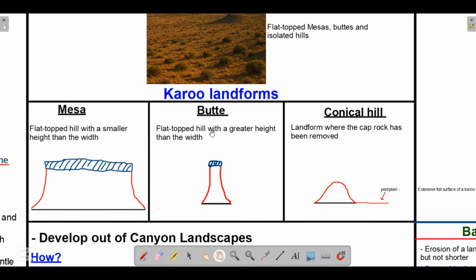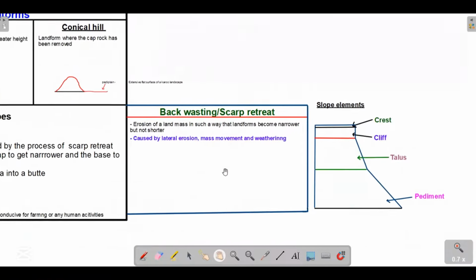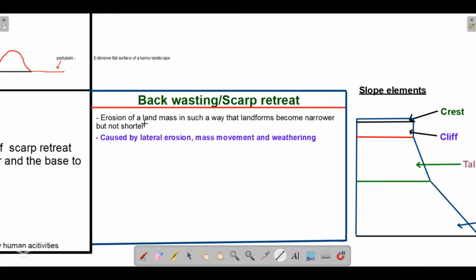But due to back wasting, as I said, guys, this is simply that erosion of a landmass in such a way that the landforms become narrower and narrower, but not shorter. Okay, so you have, for an example, a landmass like that, and then back wasting or scarp retreat occurs such that you have more material that is removed from the sides. So the width now, as you can see, becomes smaller and smaller. More and more material is removed in terms of the width. All of this material is removed, but now the height is still the same. So now you have this landform. It formed from the back wasting of a much wider landform.